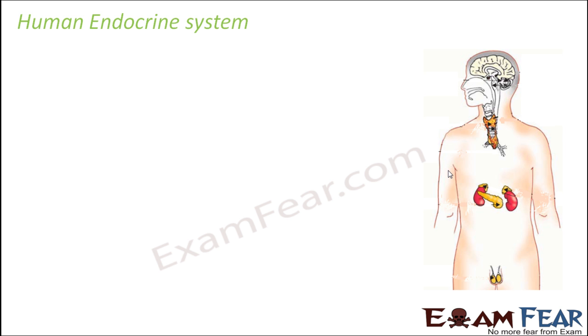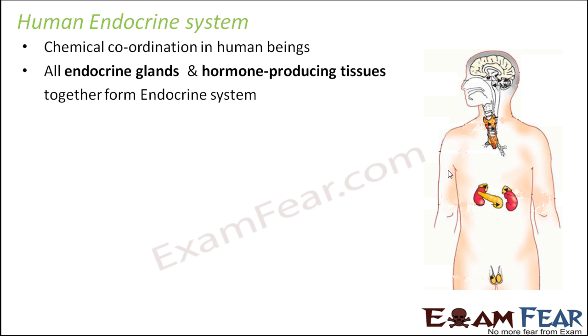Once we cover all the endocrine glands and the hormones produced by them, then we will talk about the mechanism: how a hormone works, how a hormone actually reaches its target cell and how it acts as a chemical messenger. We'll see that portion later. This human endocrine system, the entire package of all the endocrine glands present in the human body, together helps to maintain the chemical coordination in human beings. So all the endocrine glands and the hormone producing tissues together form the endocrine system.